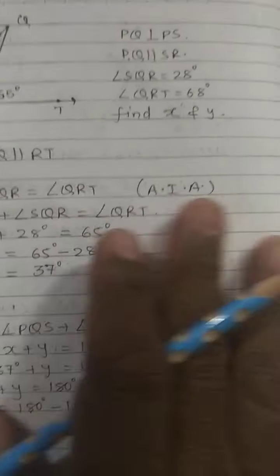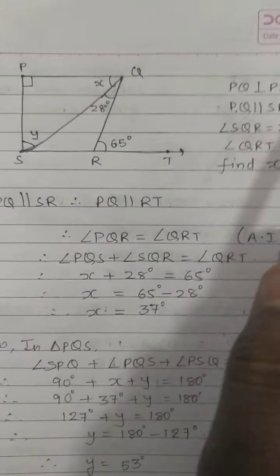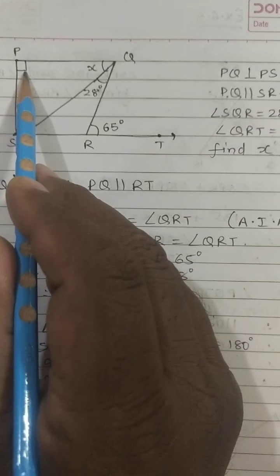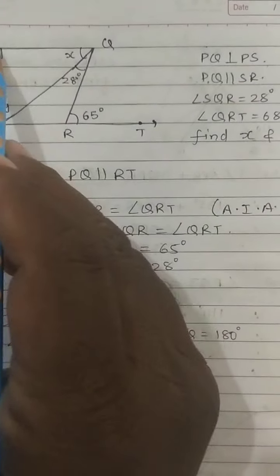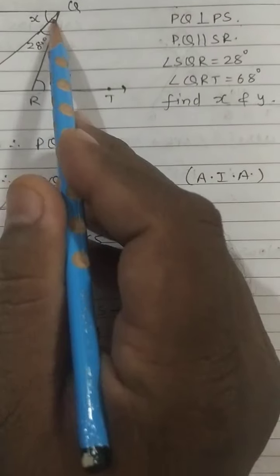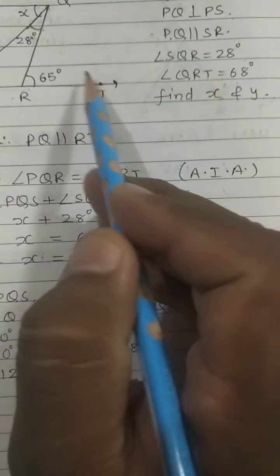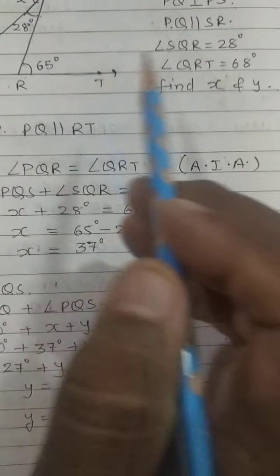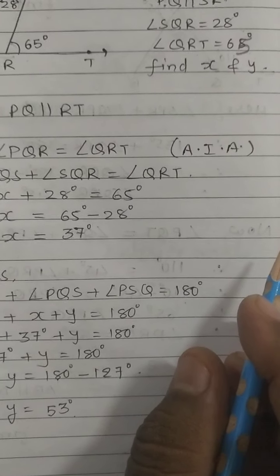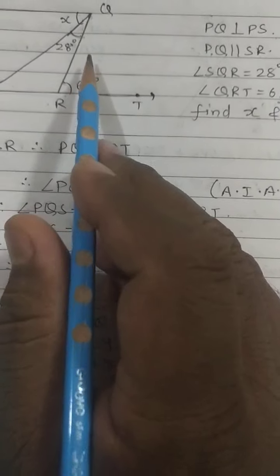Next, question number 5. Check the figure. PQ is perpendicular to PS. So this angle is 90 here. PQ is parallel to SR. PQ and SR are parallel. Angle SQR is 28. Angle QRT is 68. Just a minute. It is 65 degrees. Yes, 65 degrees. Right? We have to find out X and Y from here.